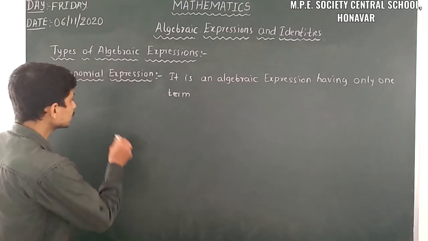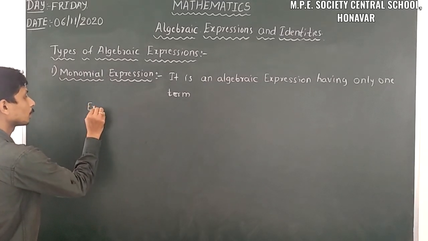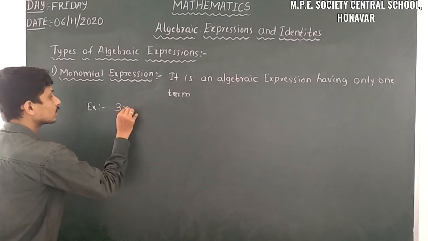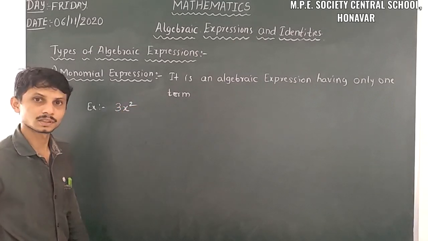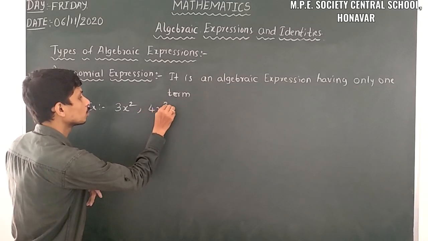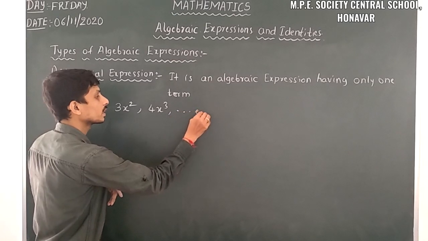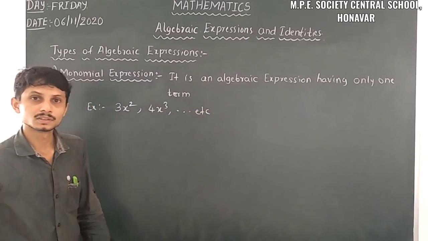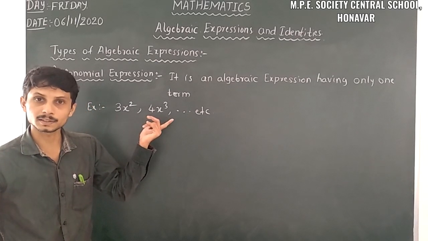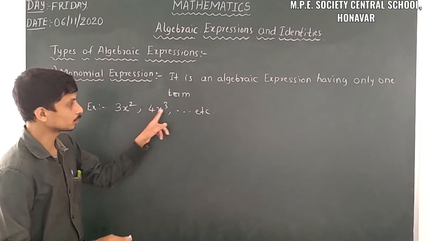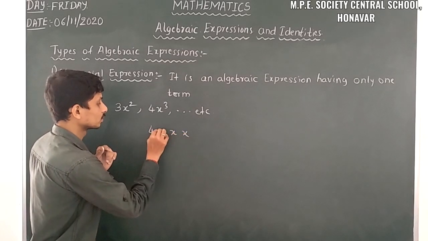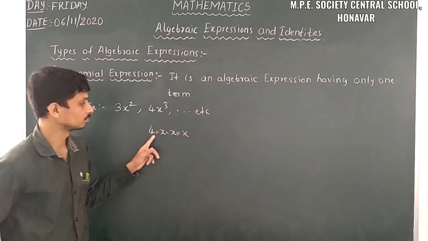Let us take some examples. For example, I will take 3x square, and 4x cube, and so on, etc. Here, just observe, I can split it into parts: 4 into x into x into x. So all are multiplied terms.